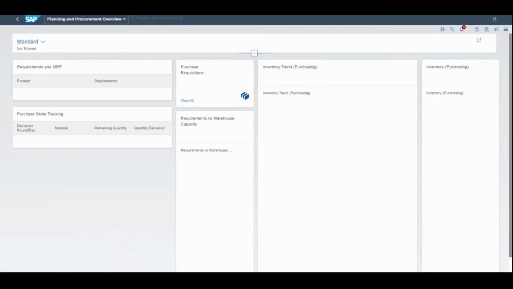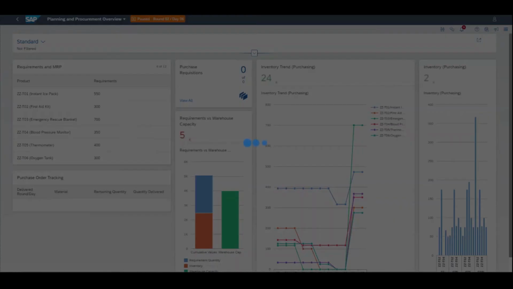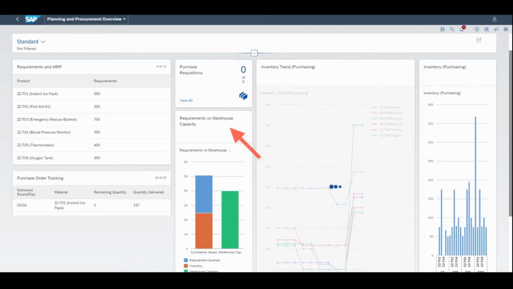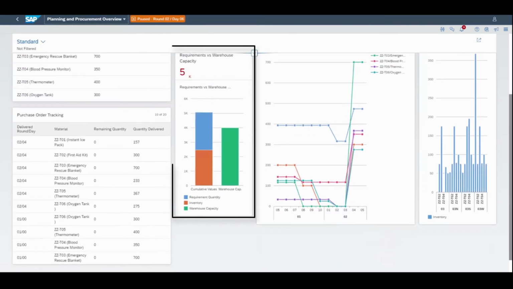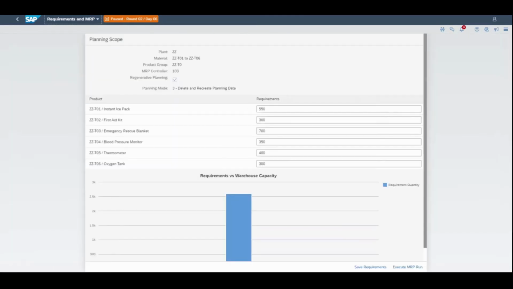Back to the Planning and Procurement dashboard, the Requirements versus Warehouse Capacity card can be quite distinctive, as it displays whether a team's forecast target levels and current inventory exceed the warehouse capacity. Clicking on the card will show the requirements and MRP application, from which target levels can be adjusted if they do not fit the team's procurement objectives.